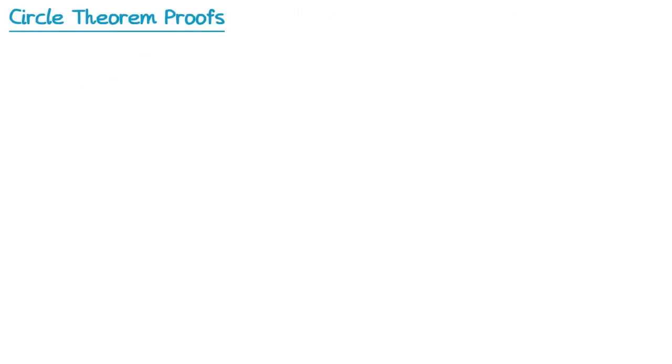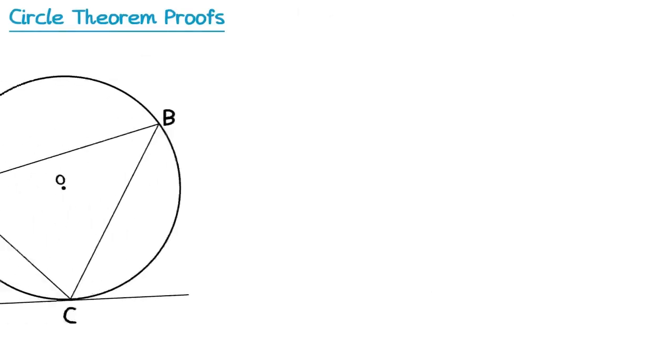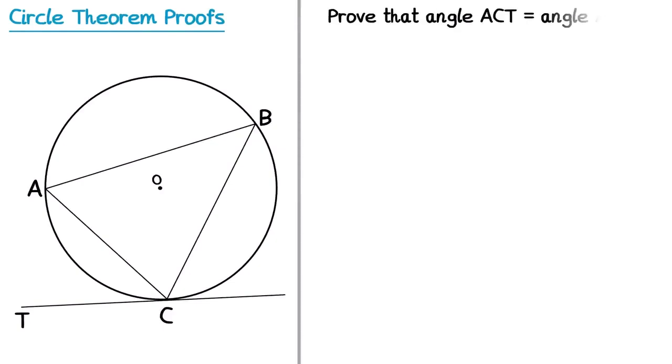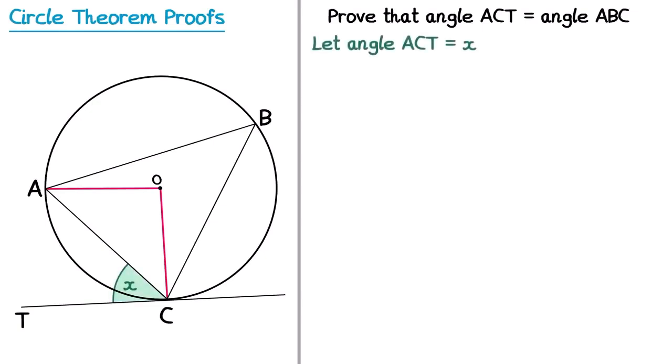For the next theorem, we're going to look at the alternate segment theorem. So this one could be worded as prove that angle ACT equals angle ABC. Once again, we're going to add some radii to this diagram, one from O to A and one from O to C. And then we're going to mark on the angle they've given us in the question, angle ACT, and we'll call that one X. So let's write down angle ACT equals X.